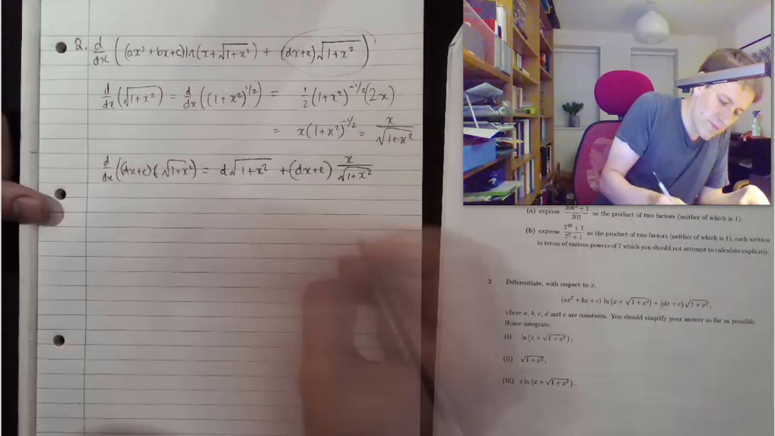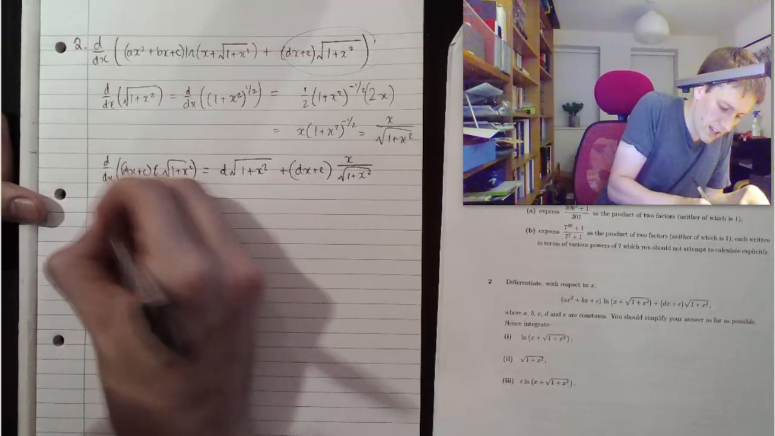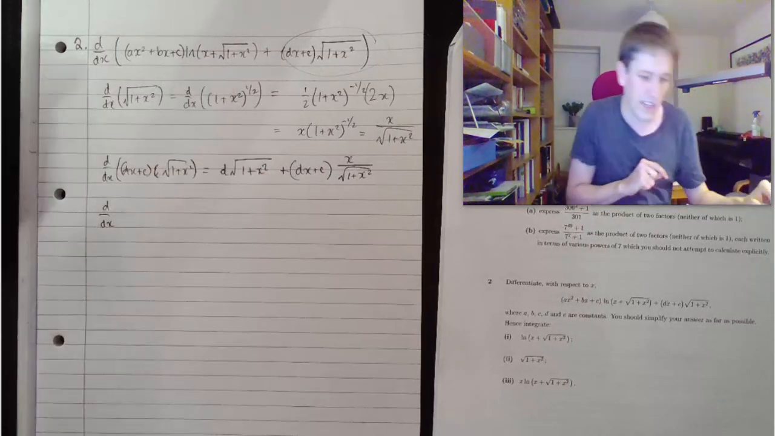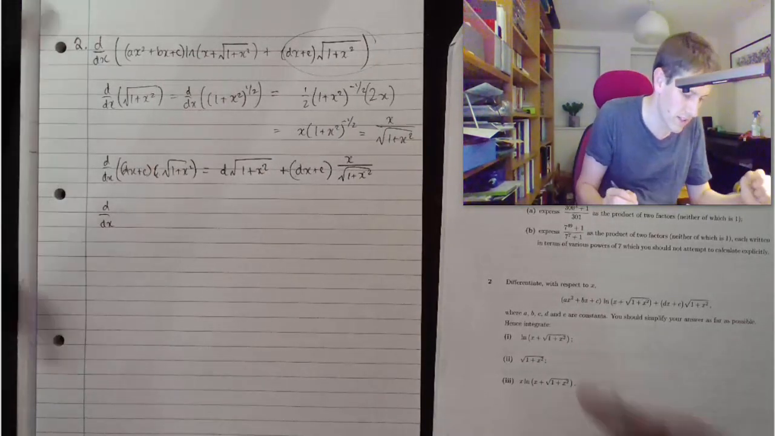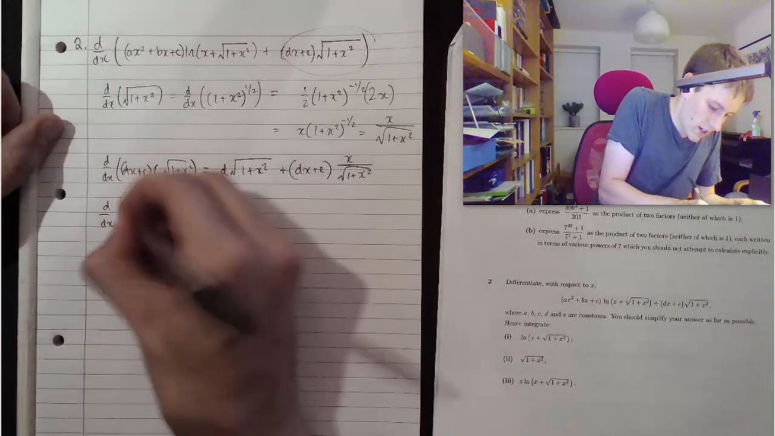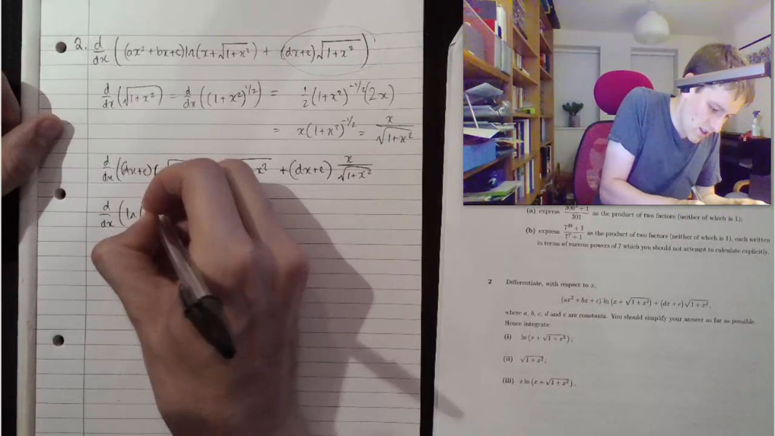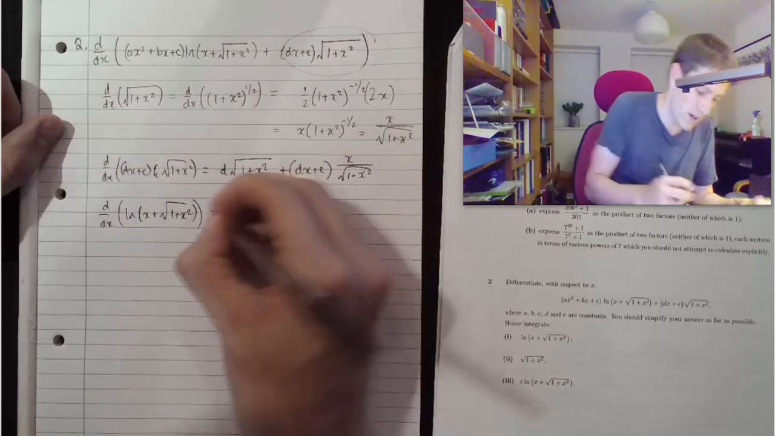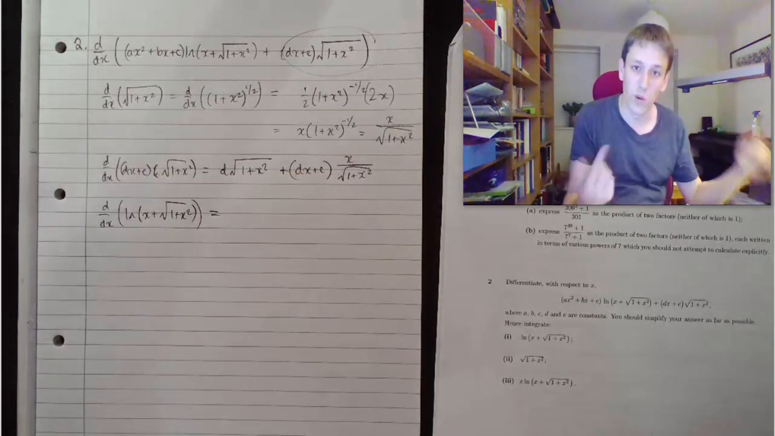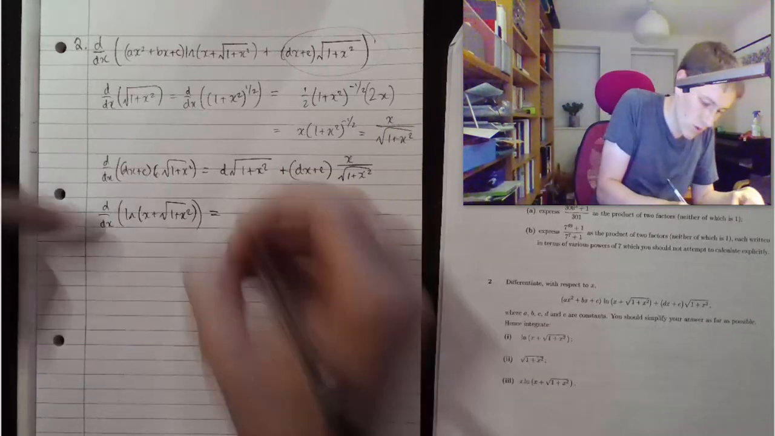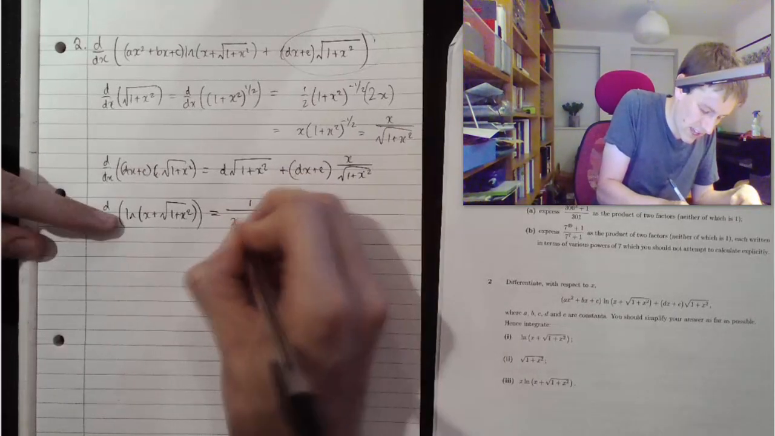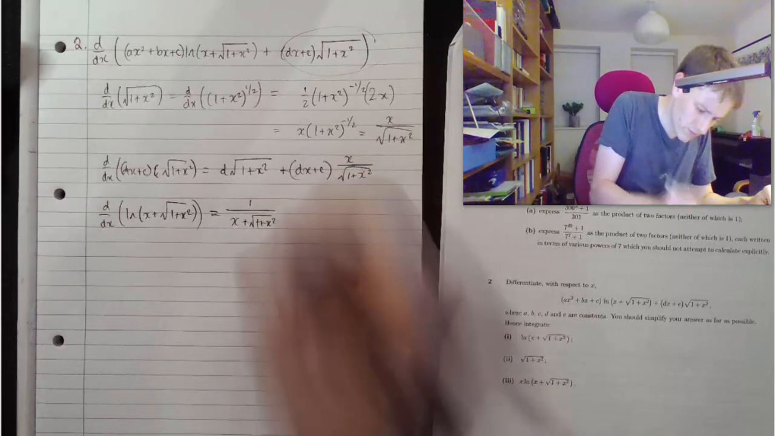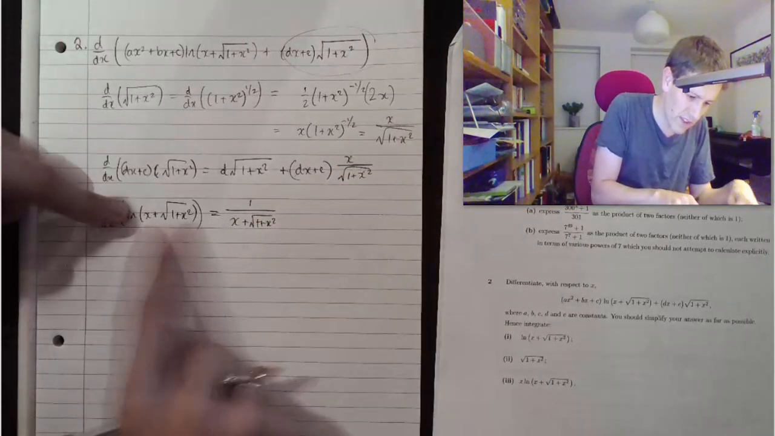Now, if we look at this part of the function, which I think is the hardest, log of x plus root 1 plus x squared, we've got to apply the chain rule here again. Log of something differentiates to 1 divided by that thing, so we get 1 over x plus the square root of 1 plus x squared, and then by the chain rule, we have to multiply by the derivative of the inside function.